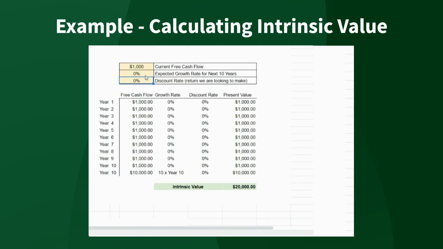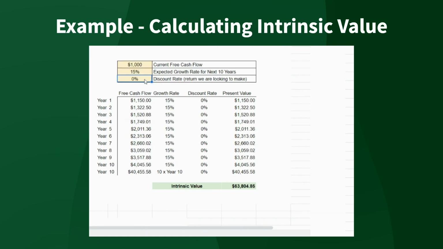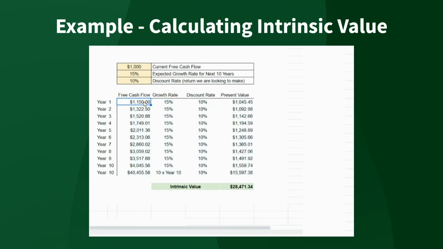We will start with a 15% expected growth rate for the next 10 years. And then for our discount rate, let's go with 10%, as this is the percentage that Mohnish Pabrai uses in his book. So here are our values. We end up with the 15% growth rate for every year. Here's 1 through 10, and then we sell on year 10 for 10 times year 10 free cash flows.